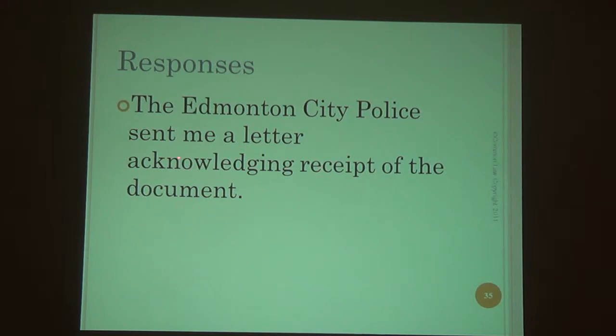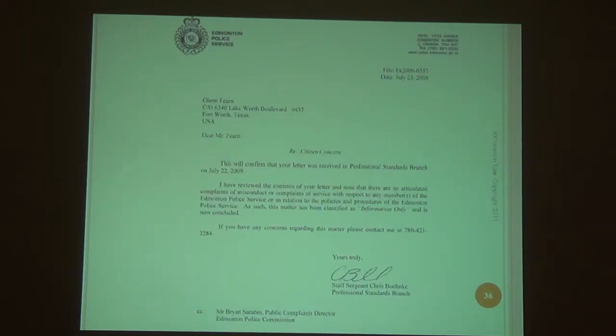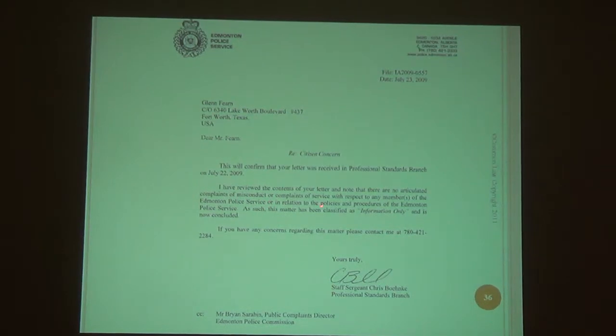Edmonton City Police sent a letter acknowledging receipt of the document. And this is actually a good answer. It's right here. And it basically says, I've reviewed the contents and note there are no articulated complaints of misconduct or service with respect to any member of the Edmonton Police Service. As such, this matter is classified as information only, is now concluded. Right, perfect, it's information only.